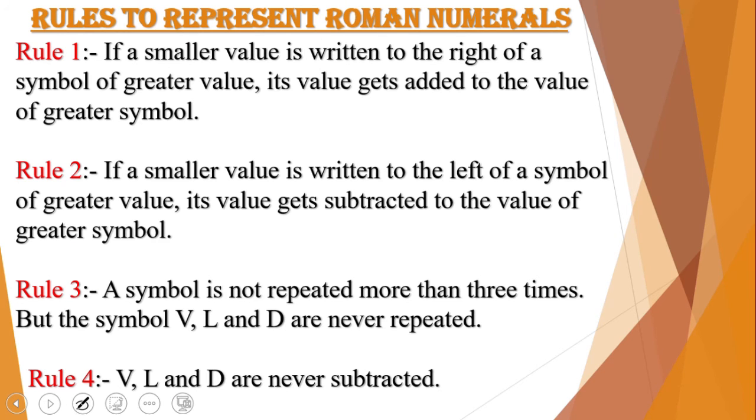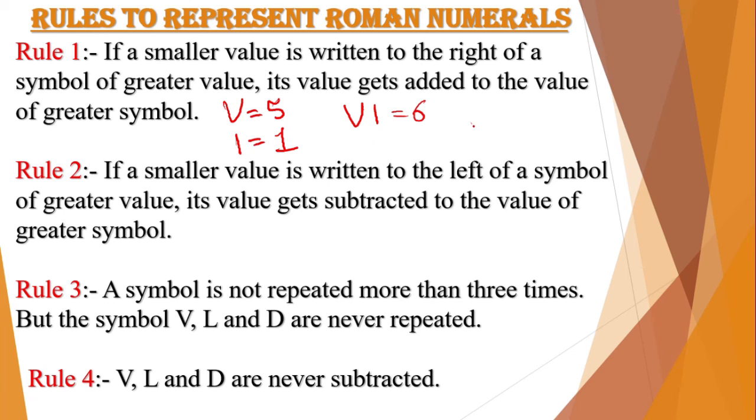So now, they are saying if a smaller value, the smaller value will be written to the right and the greater value will be written to the left. So let's take two numbers. So 5 is represented as a V and 1 is represented as a I. So now let's write it. So the greater value will be on the left, okay, 5, and 1 will be on the right, okay. So what is this number? It's 6.